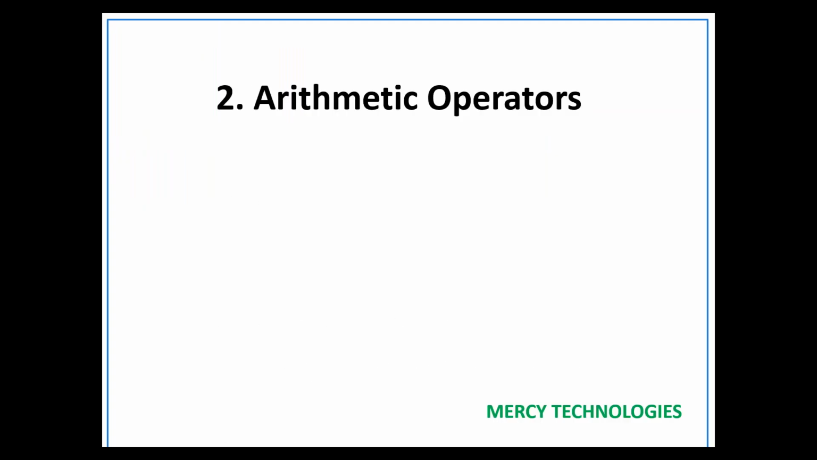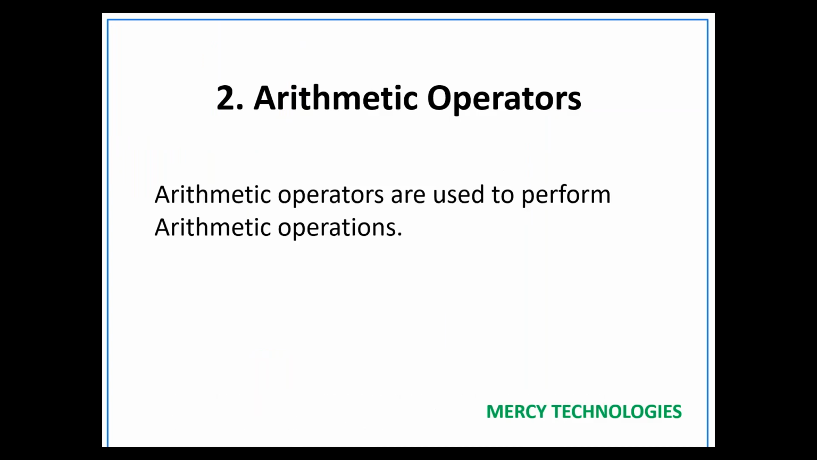Next one is arithmetic operators. Again, these are very basic operators. Why do we need arithmetic operators? They are used to perform arithmetic operations on either variables or values. Suppose you want to perform arithmetic operations like addition, multiplication, division, or subtraction, you can go with these operators. Arithmetic operations can be performed either on values or on variables.